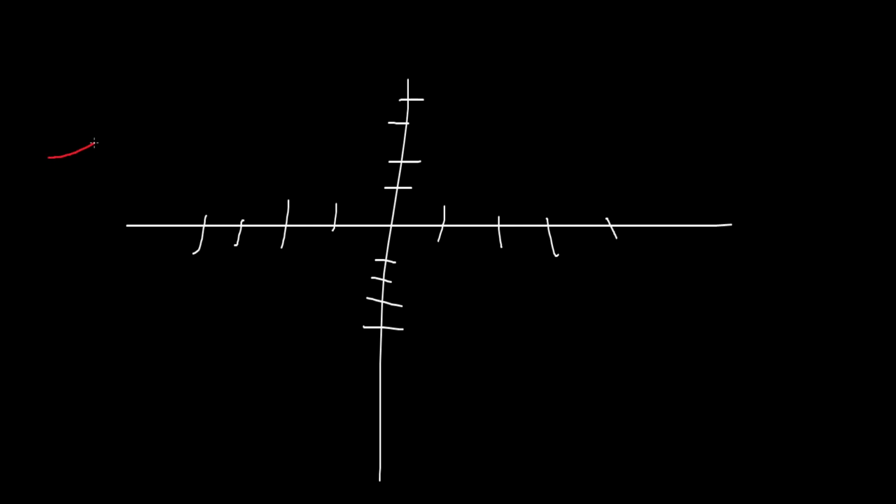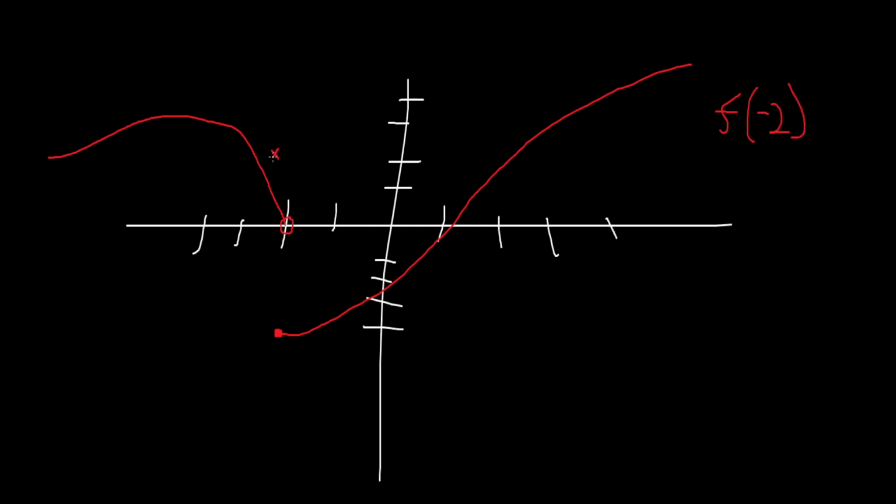So let's say I got something like this, and this is an open dot right here. And then I go down here. Now there's a closed dot. Oh, that's weird. That's interesting. Okay, so we're going to do f of, so this would be x is -2. So let's go f of -2. So x is equal to -2. And then we will do the limit as x approaches -2 of our function.